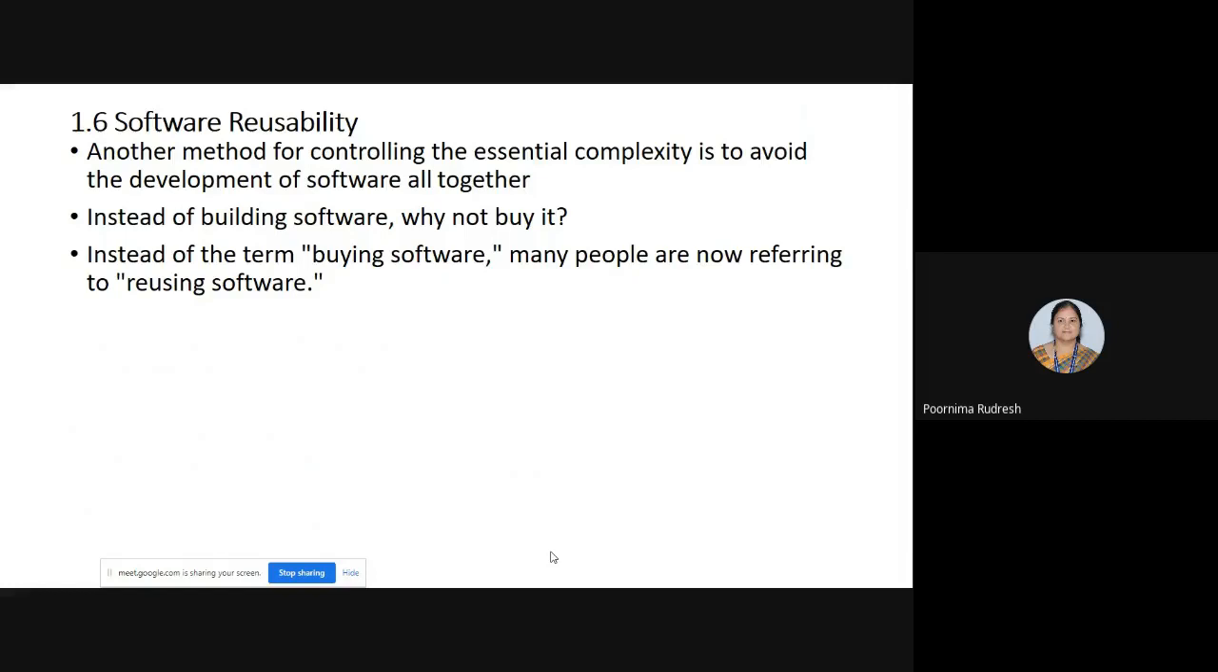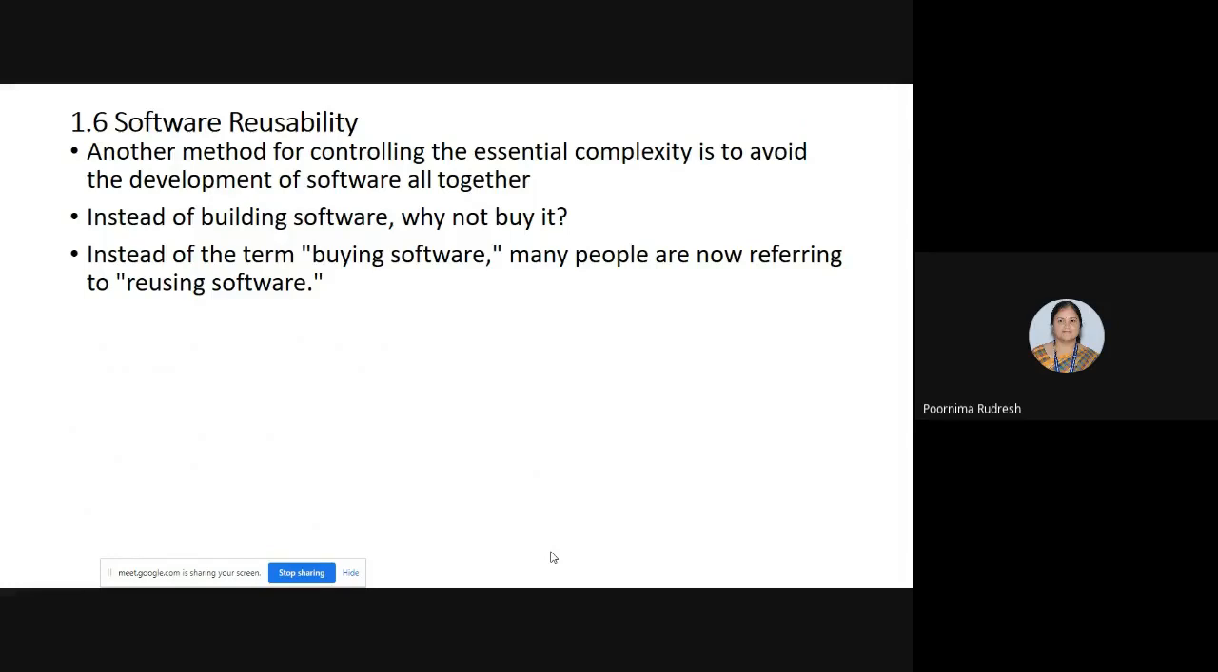So you're already familiar with software reusability, right? You've already implemented some projects using C or C++, Java and all, right? So what is software reusability? As the name itself indicates, we can reuse the software, meaning not the entire software, some part of the code may be reused in different programs or in different applications. It leads to software reusability.